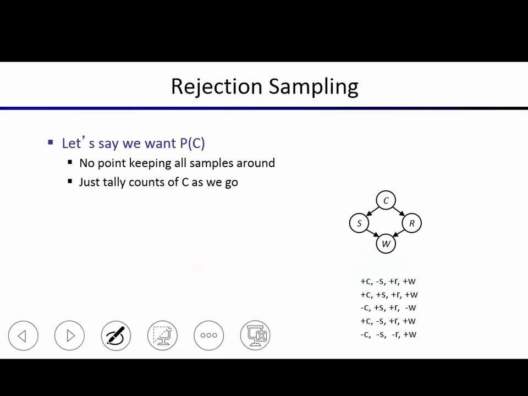Let's say we want the distribution as a first optimization to what we've been doing. Let's say we're interested in distribution for C. And let's say we sample all of these. But when we compute the answer to the query, all we do is check how often we have plus C or negative C. And we actually know that C was sampled first, and all the work we did sampling S, R, and W was actually not necessary. We could have skipped that. We could have just sampled C at the top here and not continue with the other variables. So that's a simple optimization we can do to make our procedure more efficient.